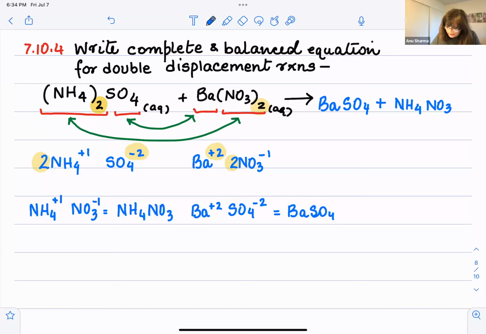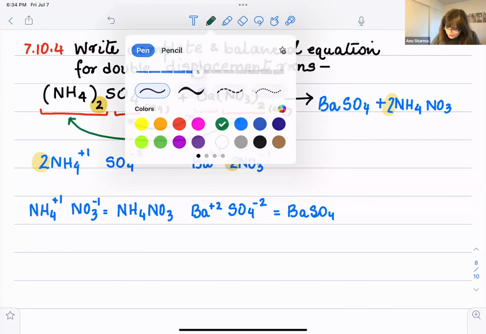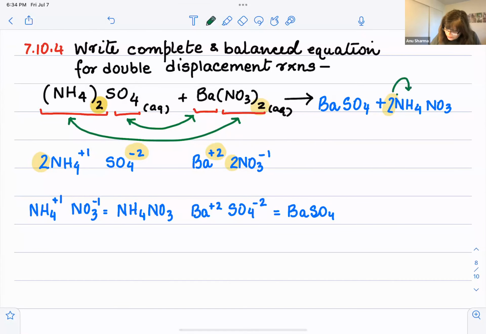Now we have 2 ammoniums on one side and 1 ammonium on the other side, right? So you're going to put 2 here. So this 2 changes the nitrate also, but then there are 2 nitrates on one side. So that 2 once again applies to ammonium as a whole, and it applies to nitrate as a whole. So there are 2 nitrates on the reactant side, 2 nitrates on the product side, 2 ammoniums on the reactant side, 2 ammoniums on the product side. There's 1 barium and 1 sulfate.